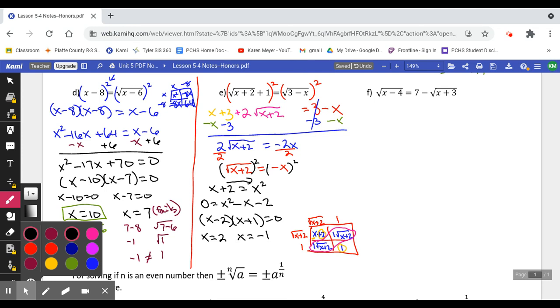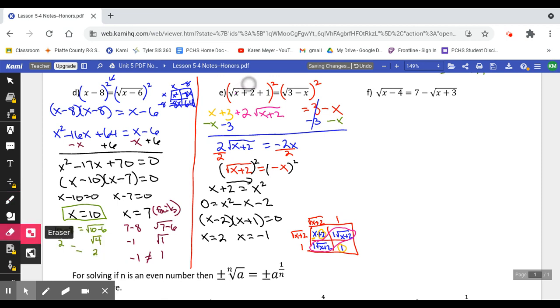So if you go through and check, you're going to find out that one of them fails. Let's just talk about the one that fails, and the one that fails is 2. So here we go. If I plug in 2, 2 plus 2 is the square root of 4. And the square root of 4 is really 2. And 2 plus 1 makes that side 3. And then if I come over here and plug in 2, well, 3 minus 2 is 1. And the square root of 1 is 1. And 3 does not equal 1. So that one fails. And the other one does check out. So if you take time to go through and check, negative 1 should work.